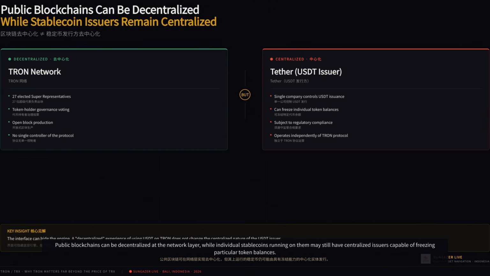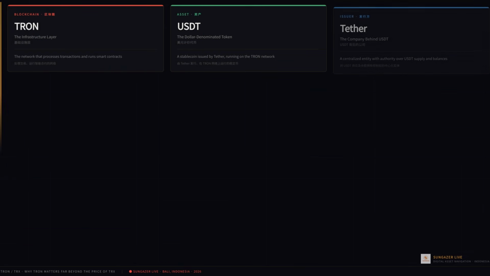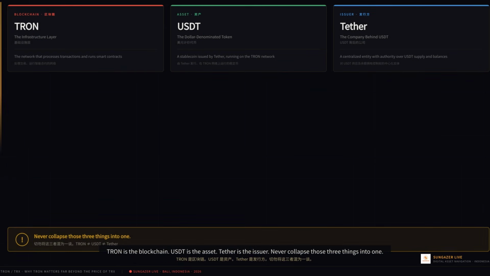Public blockchains can be decentralized at the network layer, while individual stablecoins running on them may still have centralized issuers capable of freezing particular token balances. TRON is the blockchain, USDT is the asset, Tether is the issuer. Never collapse those three things into one.